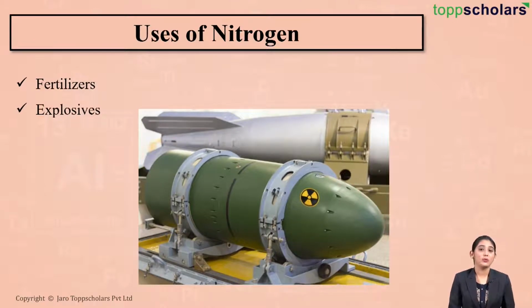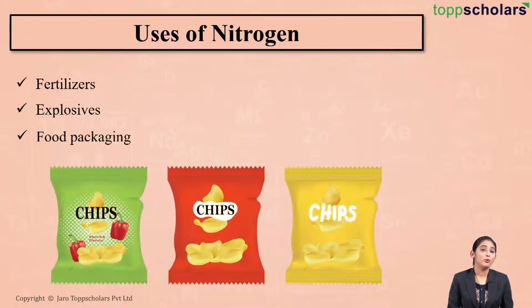And that is the reason why there is a ban on the sale of glycerine in the open market in order to avoid the misuse of these explosives. Nitrogen is also used in food packaging.